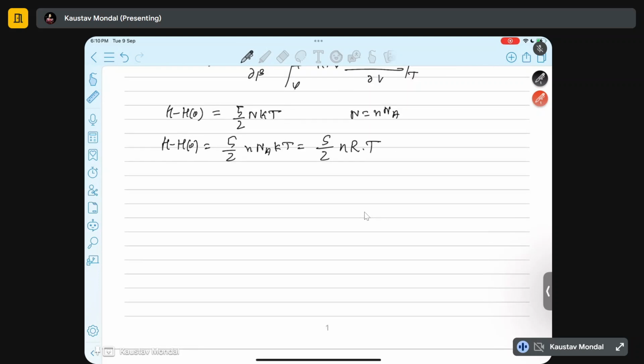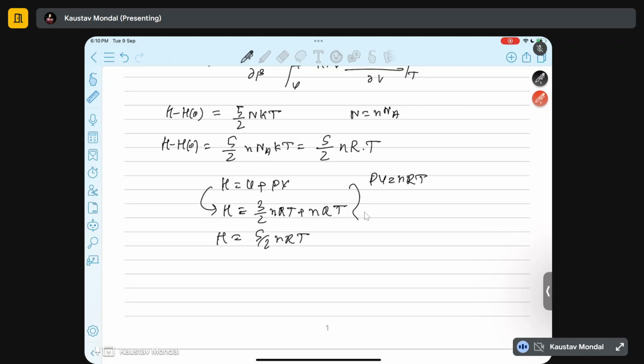Now we find out that for an ideal gas, if you evaluate the expression of enthalpy from its thermodynamic potentials, it looks like this: for an ideal gas we know the internal energy in 3D is 3 by 2 nRT plus PV, and we know PV is nRT for an ideal gas. If you substitute PV equal to nRT here, that means enthalpy is 5 by 2 nRT.